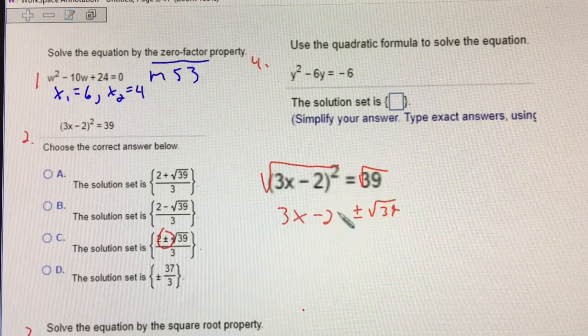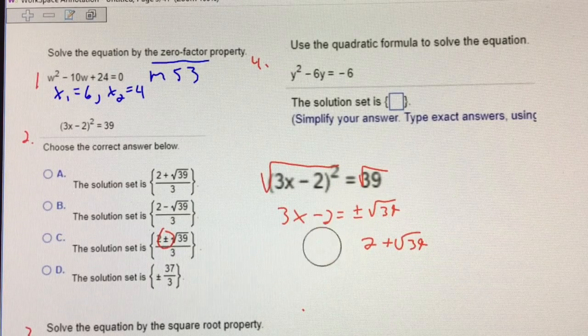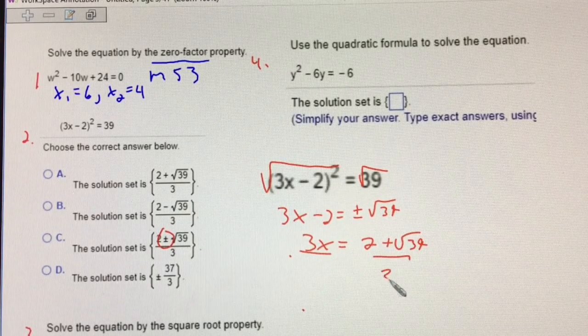Working further, x minus 2 equals, so I would add 2. So that would give me 2 plus or minus root 39. And 3x would equal that. Divide both sides by 3, and that gives me choice C.